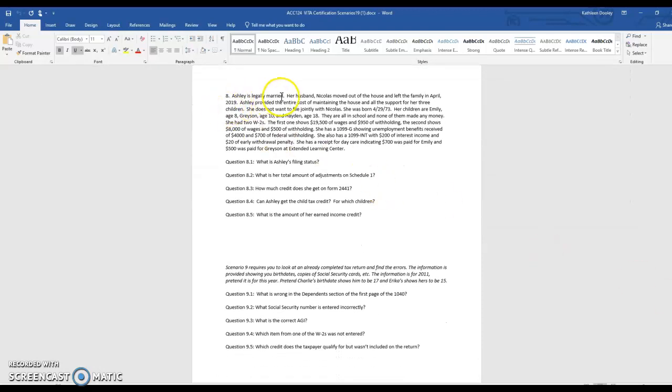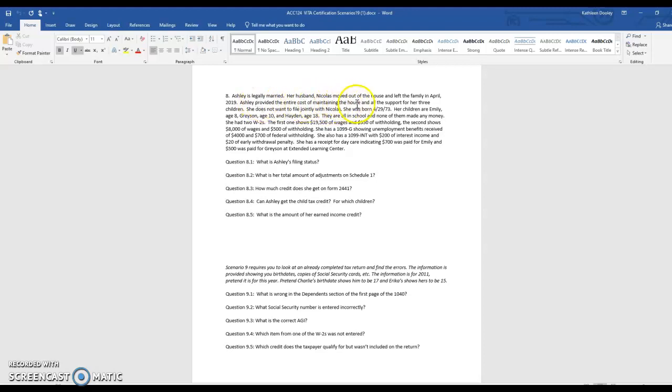Number 8. Ashley is legally married, but Nicholas moved out of the house and left the family in April. This should say of, well, I guess it doesn't matter, 2019. So all of 2020, Ashley is still legally married, but her husband is gone. So we talked about that back in part 1 of these scenario videos. Okay, so you need to look up and see what kind of filing status that allows.